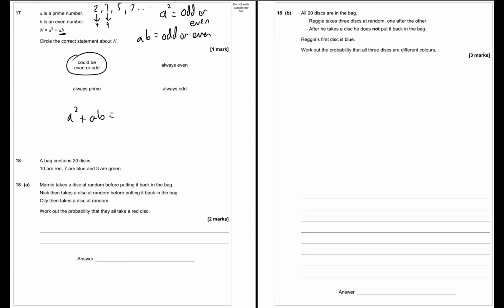Question 18. A bag contains 20 discs. 10 are red, 7 are blue, and 3 are green. Marnie takes a disc at random before putting it back in the bag. Nick then takes a disc at random before putting it back in the bag. Ollie then takes a disc at random. Work out the probability that they all take a red disc.